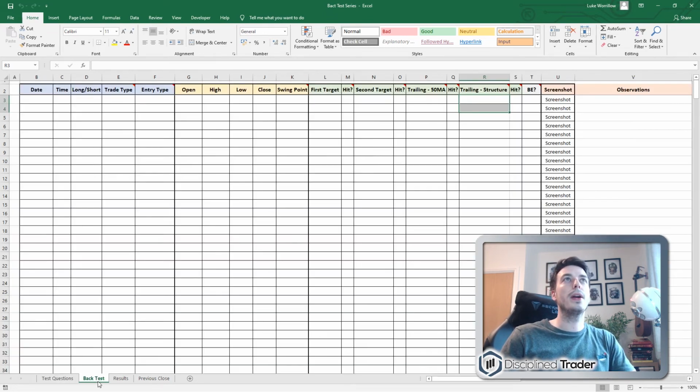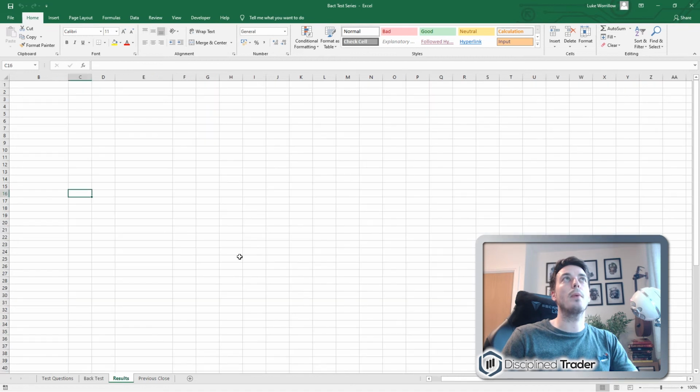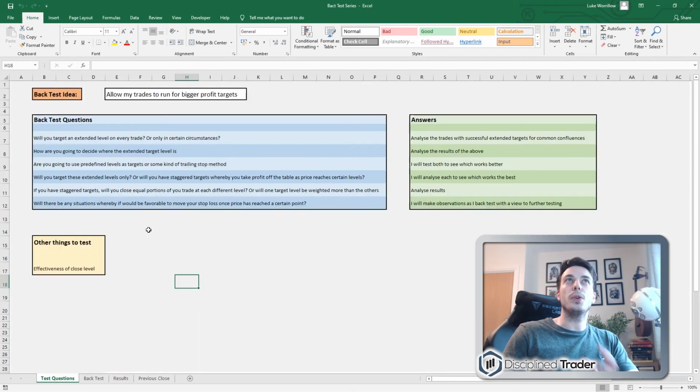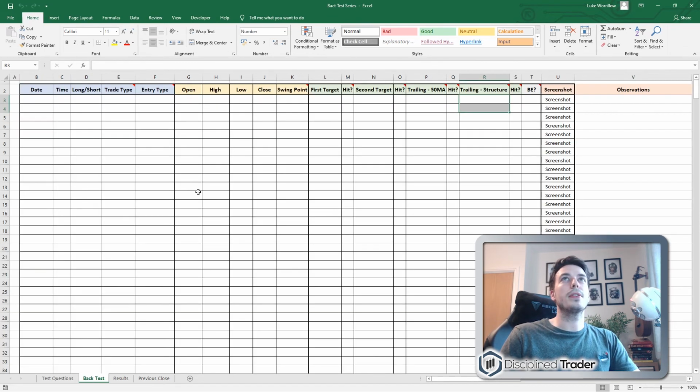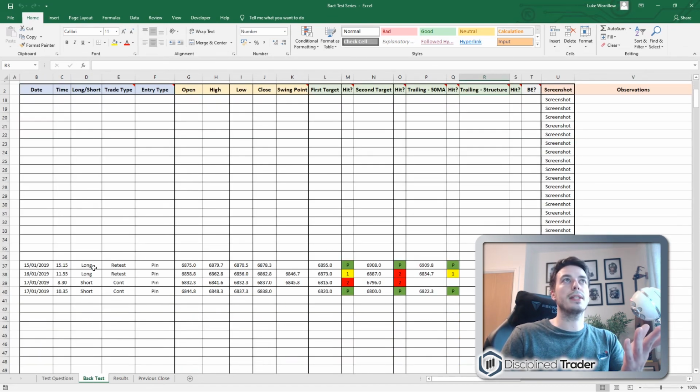So what I will do now is, using this table, I will fill out these entries with trades that I've backtested on a chart, which I think I'll show you in the next part of this series. And then once we've got enough trades in there, I will build the results page whereby I can analyze the data that I've gathered to specifically answer these questions so that I can implement these or not implement these in my trading strategy. So yeah, there's some examples here of a couple that I've done already.